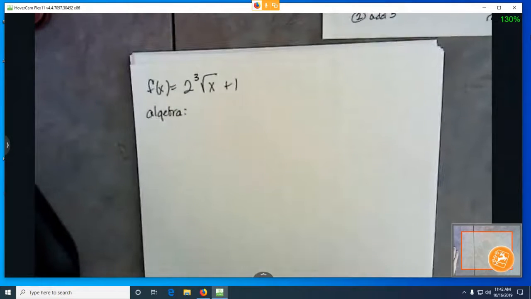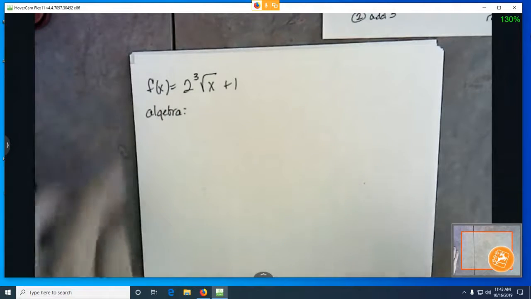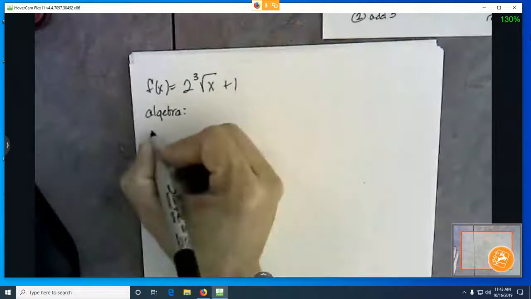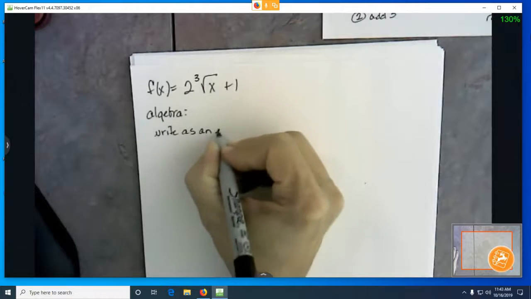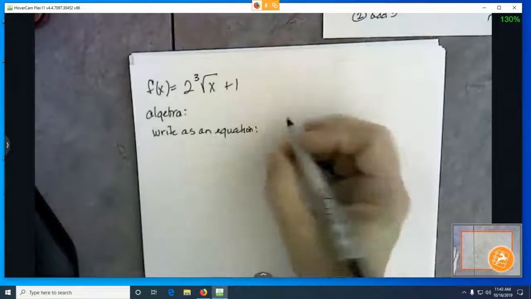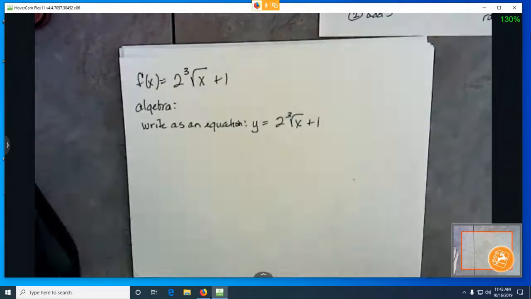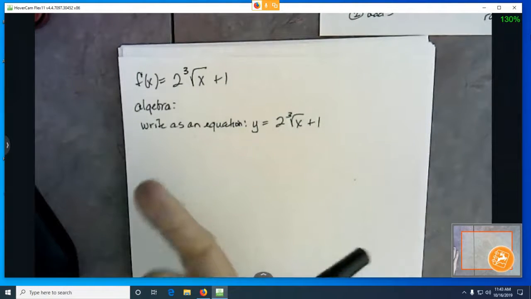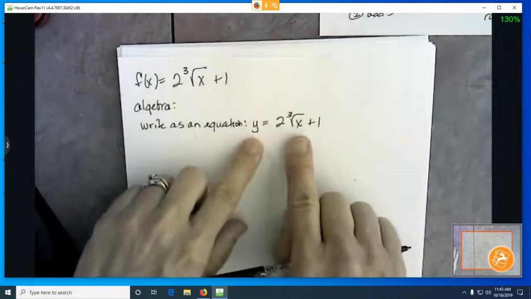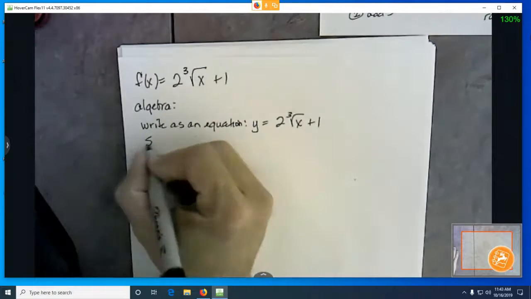So to do this with algebra, the first thing that you want to do is write it, instead of with the function notation, just as an equation. In other words, instead of the f of x over here, just make that a y. So that's the first step. Then the second step, because our inverse is going to switch x's and y's, we're going to take the equation we have and just switch the x's and the y's.